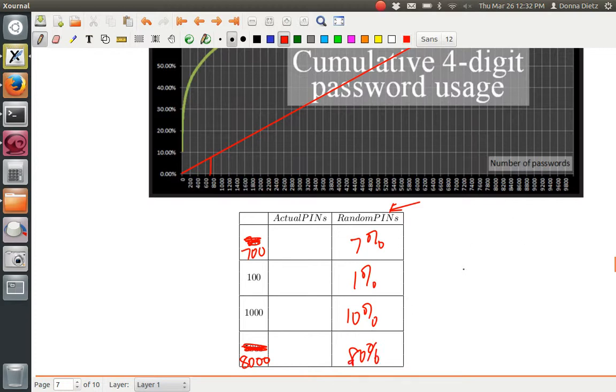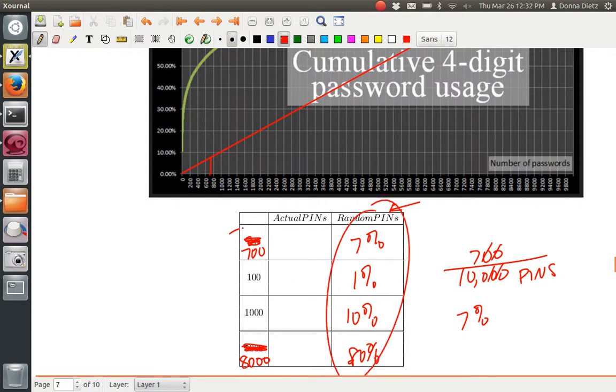Because we have 10,000 possible pins, and if they're random and you have 700 of them, what percentage is represented? It's like 7 out of 1,000, so that's 7%. So that's how you calculate this whole column: you just divide this number by 100 and then pop a percent sign on it. So that takes care of that whole column.